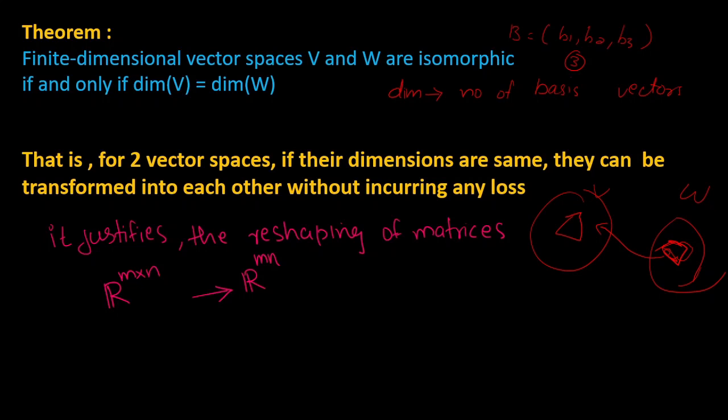And it also justifies the reshaping of matrices. That is, I can convert an m by n matrix to an R^mn vector, because when you take the dimension of this vector space, it is m into n. That is, mn is the dimension. And the second vector space also has dimension mn. Since both the dimensions are the same, we can convert or interchange them easily, without any loss. That is the important thing.